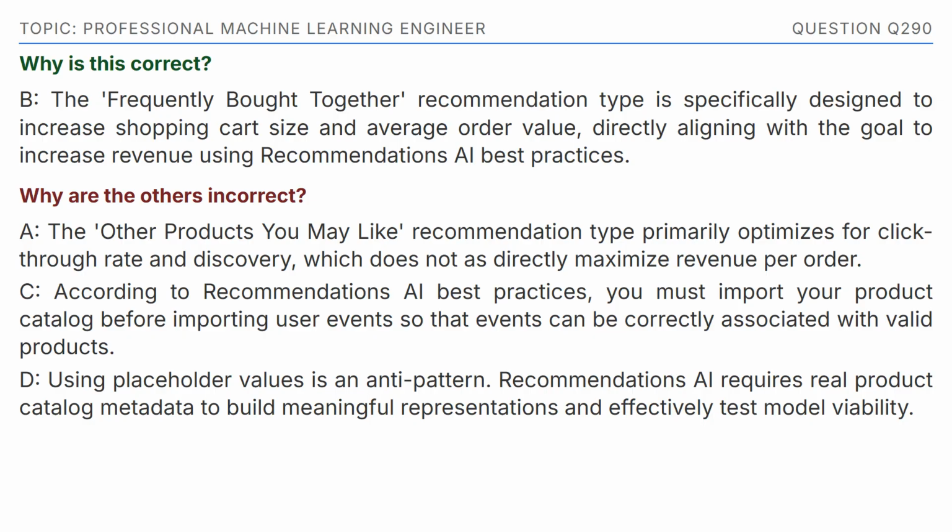A. The other products you may like recommendation type primarily optimizes for click-through rate and discovery, which does not as directly maximize revenue per order. C. According to Recommendations AI best practices, you must import your product catalog before importing user events so that events can be correctly associated with valid products. D. Using placeholder values is an anti-pattern. Recommendations AI requires real product catalog metadata to build meaningful representations and effectively test model viability.